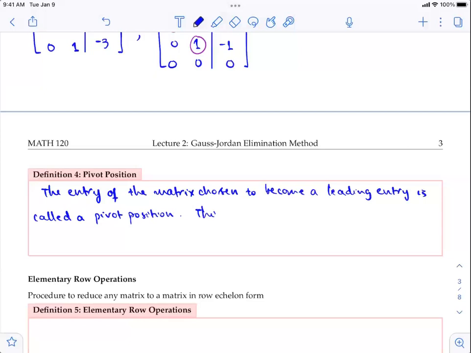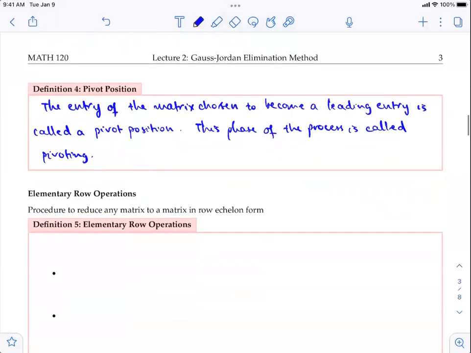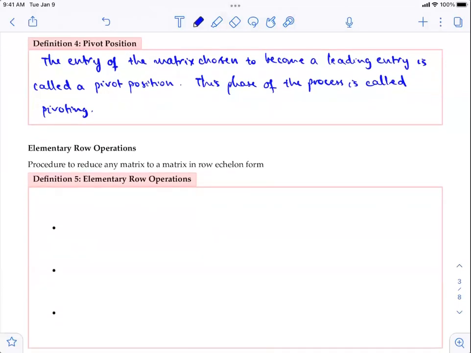And this phase of the process is called pivoting, or the pivoting process. All right. So at this point, we have enough information and definitions to actually go on to learn about elementary row operations, and later on the Gauss-Jordan elimination.